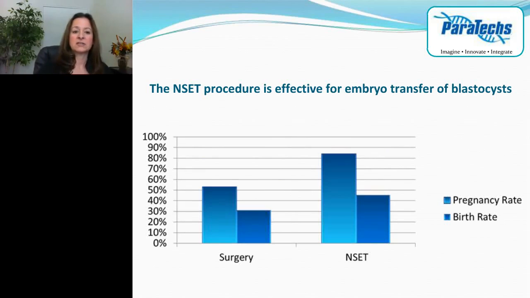What I'd like to show you here is that the NSET procedure is effective for embryo transfer of blastocysts. Blastocysts were transferred to the uterine horn of 2.5 days postcoitum, or DPC, pseudopregnant female CD1 mice. The pregnancy rate shown here is the percent of females becoming pregnant after embryo transfer, and the birth rate is the percent of embryos transferred to females that become pregnant. For the non-surgical embryo transfer procedure, you can see that the pregnancy rate is approximately 82%, and the birth rate is 46%.